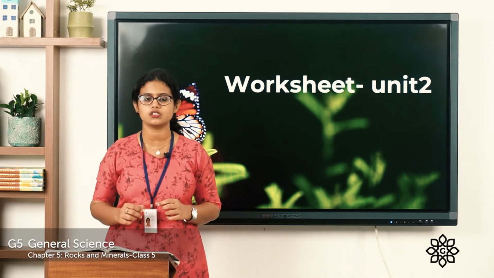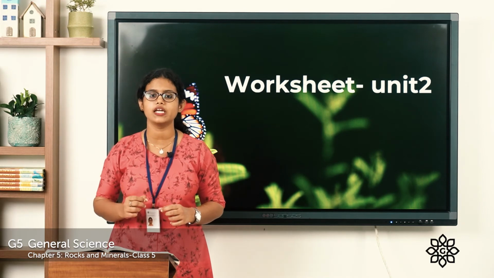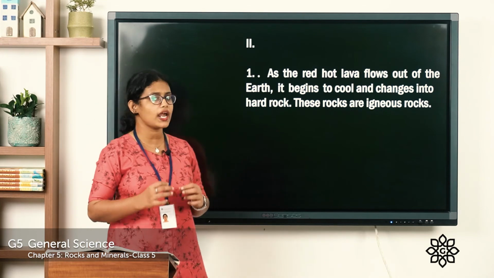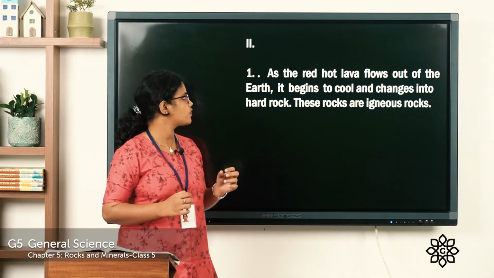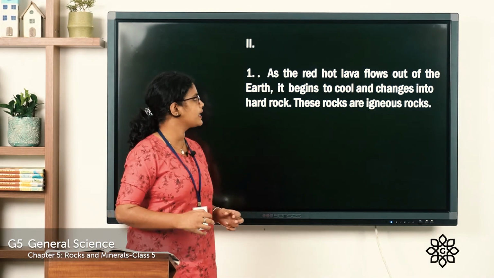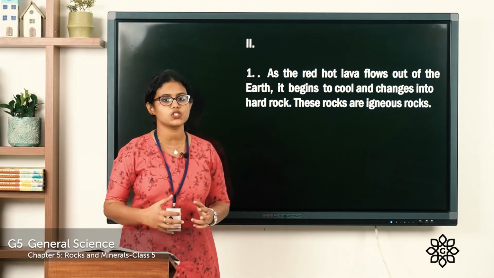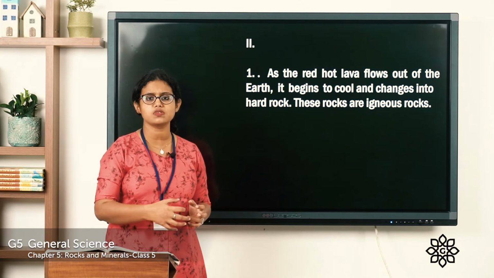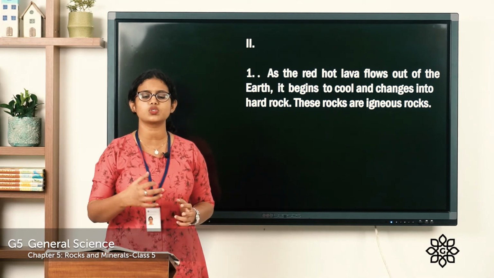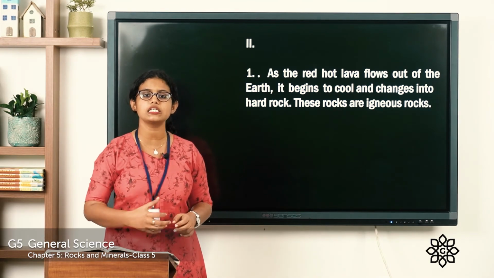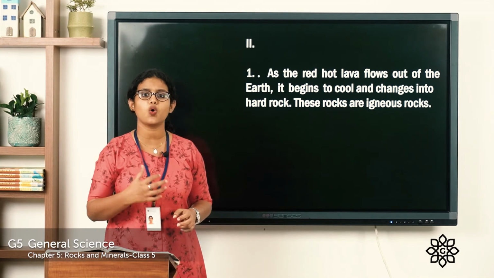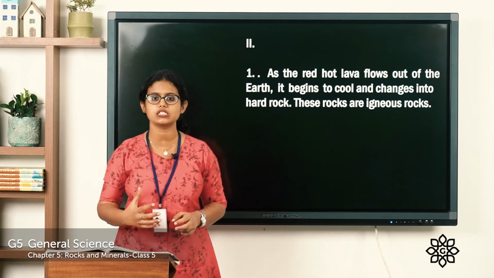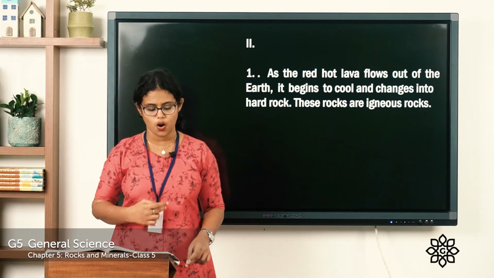The question here is, we have to write how igneous rocks are formed. So you can see the answer. As the red hot lava flows out of the earth, it begins to cool and changes into hard rock. So the hot liquid, that is the magma, which comes out of the earth and flows through the earth's surface, we call lava. This lava cools down and hardens to form the igneous rock. So this is how igneous rocks are formed.